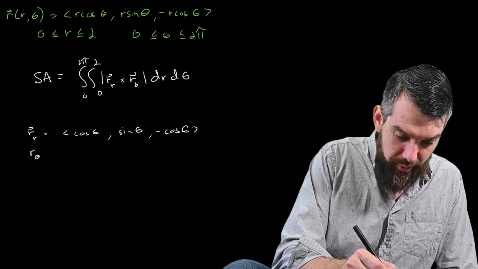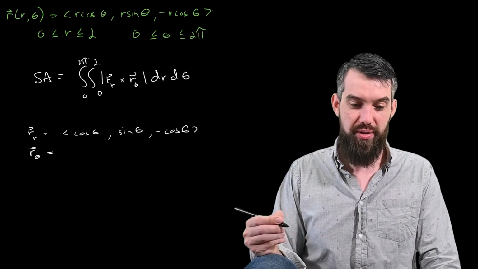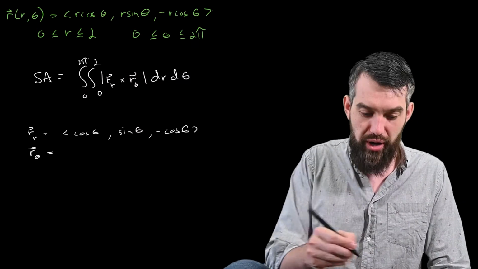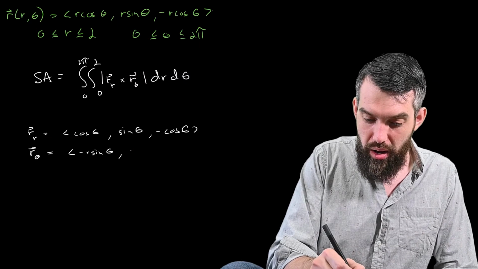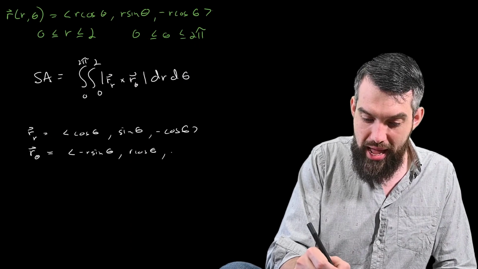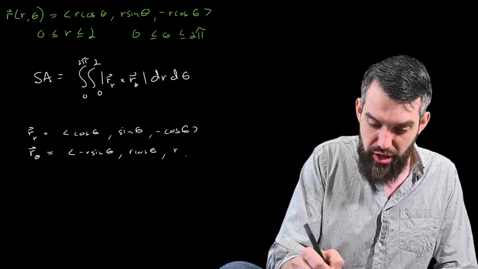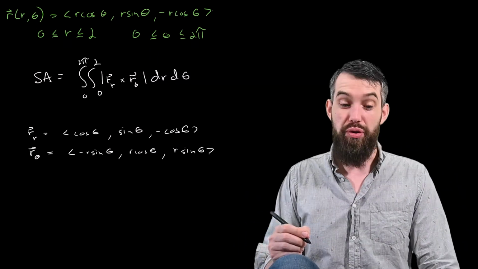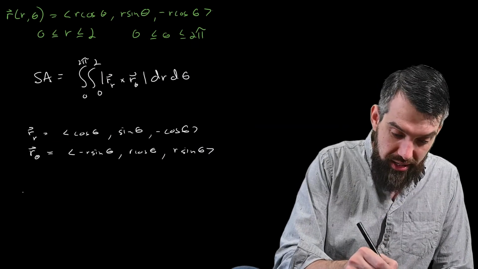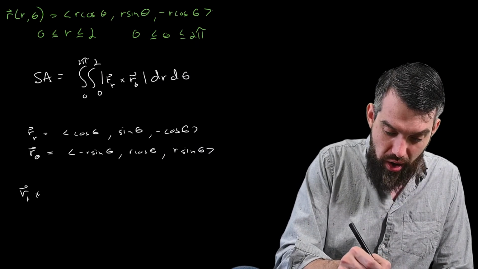The derivative with respect to theta is going to be, well, the derivative of r cosine is going to be minus r sine of theta, r cosine of theta, and r sine of theta. Oh, I started writing cos. R sine of theta. Okay, so I've got those two things. Now I need to take the cross product. So I'll take r cross r theta.